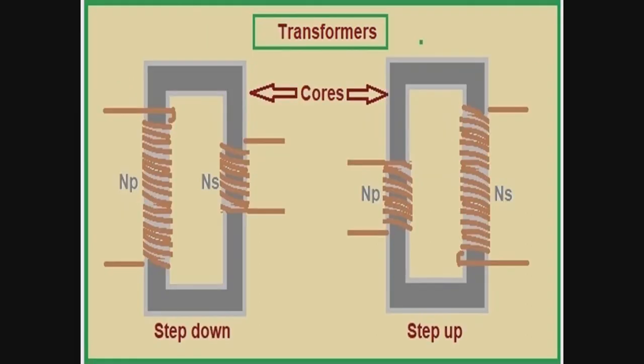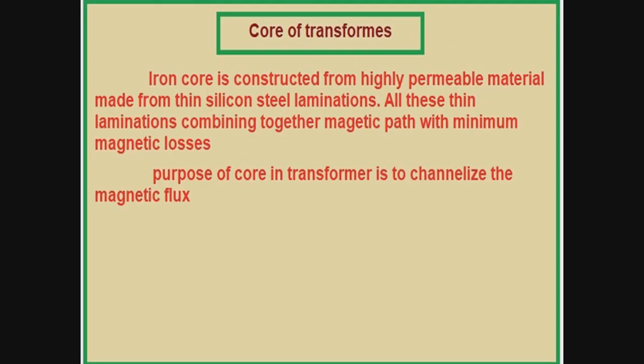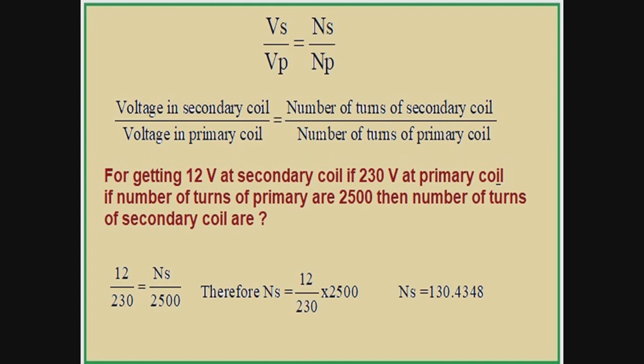So what about the core? A core is shown in this diagram. The core is constructed from highly permeable material, made from thin silicon steel laminations. All these thin laminations combine together to form a magnetic path with minimum magnetic losses. The purpose of the core in a transformer is to channelize the magnetic flux.